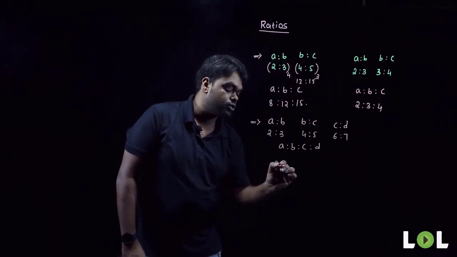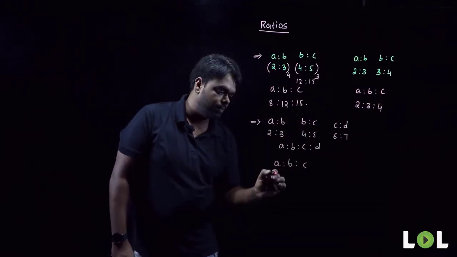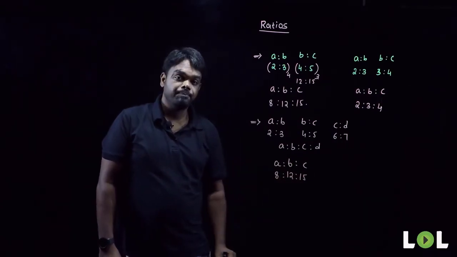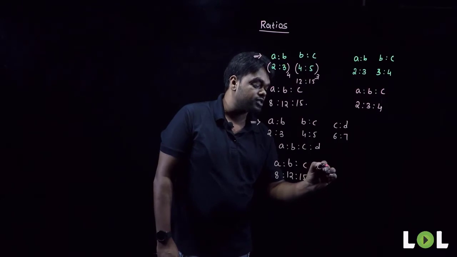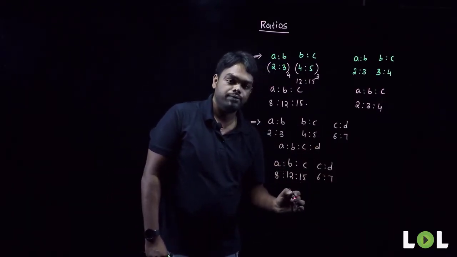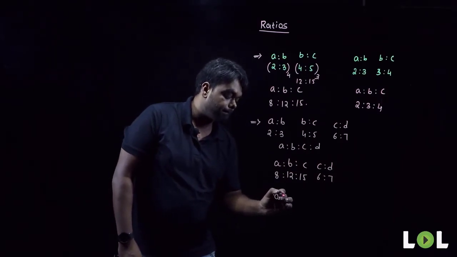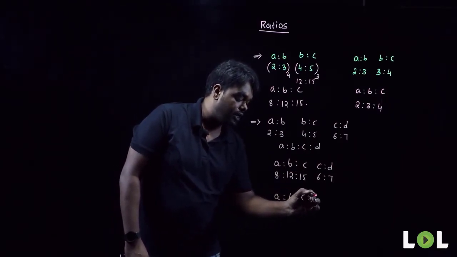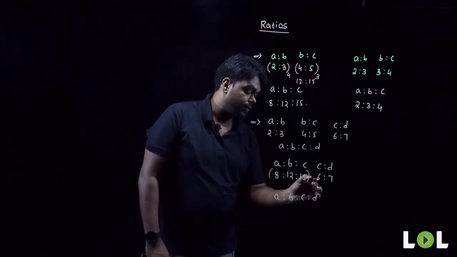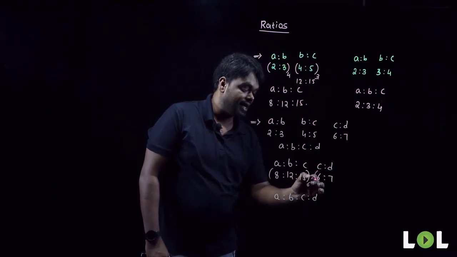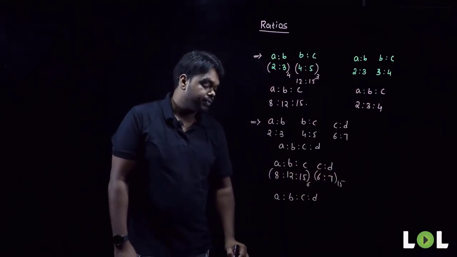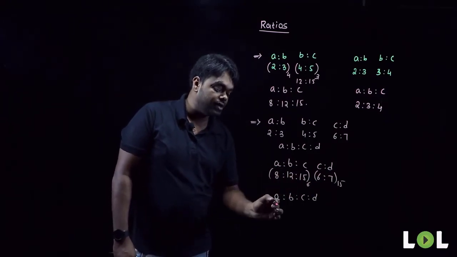Now we know that A is to B is to C from our problem is 8 is to 12 is to 15. Agree? Now we use C is to D to calculate A is to B is to C is to D. That is 6 is to 7. Now if you write A is to B is to C is to D, what do we do? Multiply this side with this C value, that is 6, and this ratio with this C value, that is 15. Now what is happening here? If I multiply everything, I'll get A value 8 into 6 is 48.